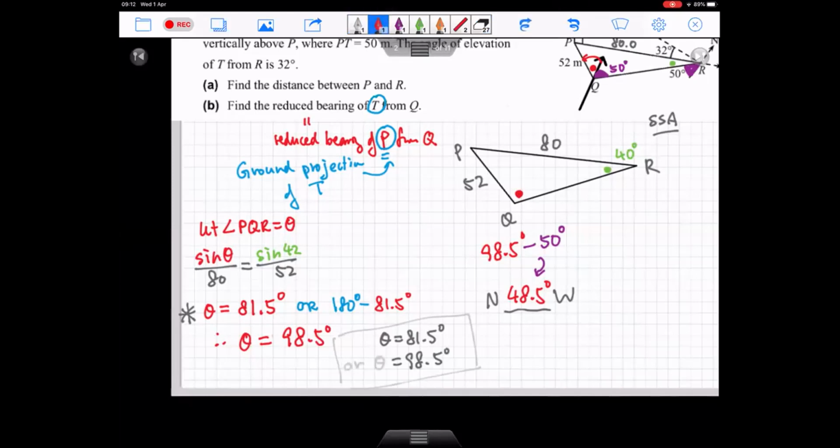So be very careful about the writing, about your communication, about the expression. Do not omit this. If you omit this, that is obviously a wrong statement. Actually, you mean theta is 81.5 or theta is 180 minus. So be careful about this.